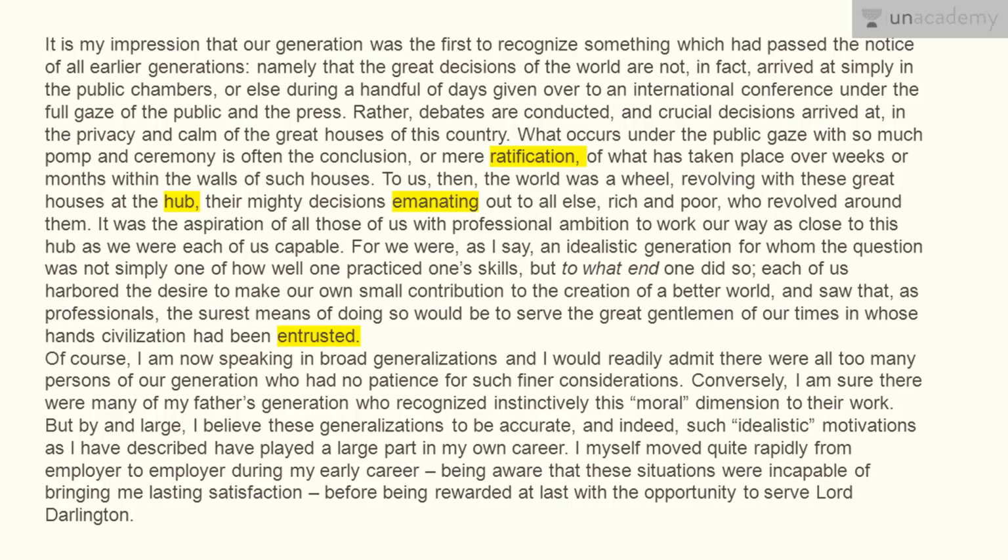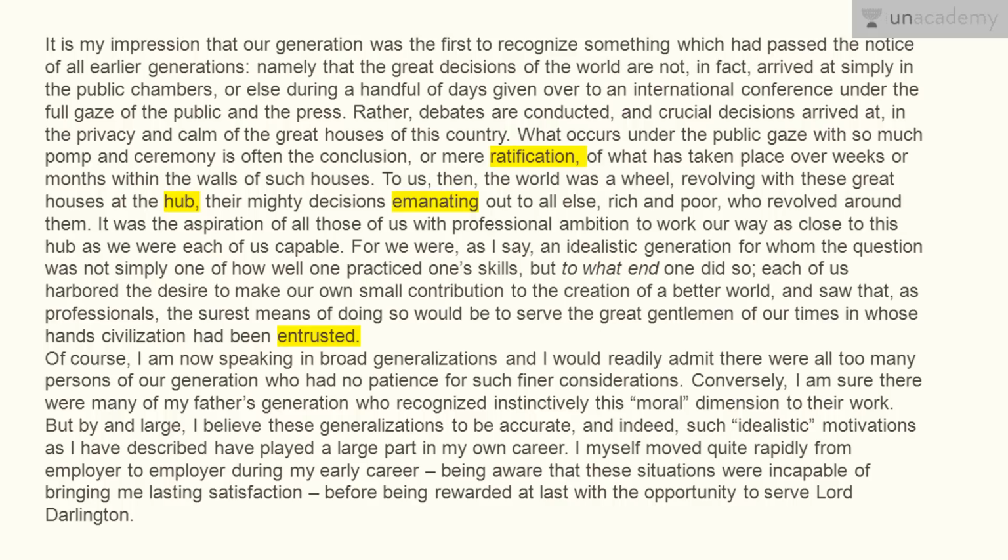To us, then, the world was a wheel, revolving with these great houses at the hub, their mighty decisions emanating out to all else, rich and poor, who revolved around them. It was the aspiration of all those of us with professional ambition to work our way as close to this hub as we were each of us capable.